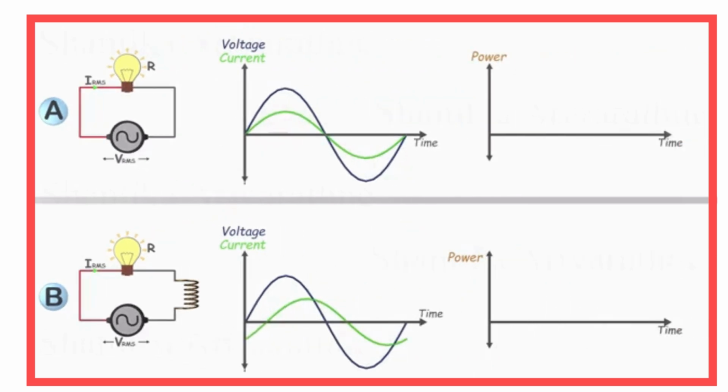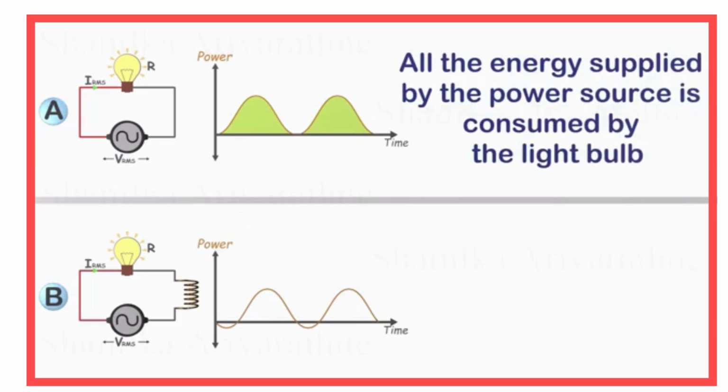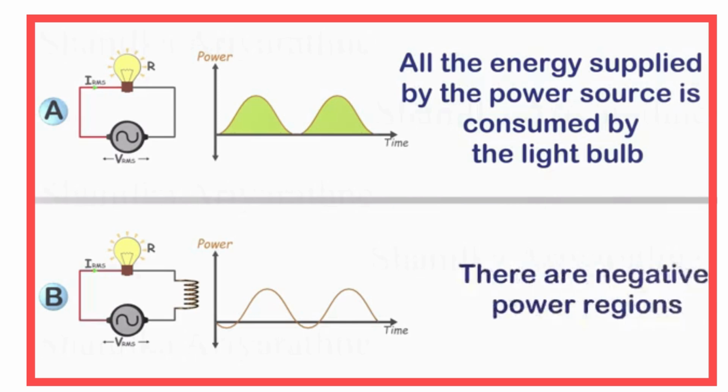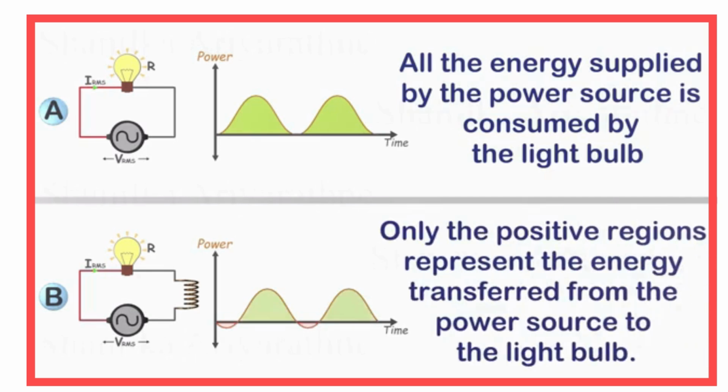Now let's draw the power graph. In circuit A, the power is always positive, indicating that all the energy supplied by the power source is consumed by the light bulb. However, in circuit B, there are negative power regions. Only the positive regions represent the energy transferred from the power source to the light bulb.